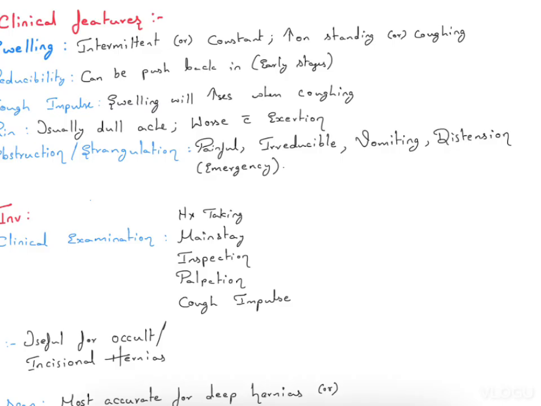Next we can see cough impulse. In cough impulse the swelling will increase when coughing. Next, pain, usually a dull ache and worse with exertion. With obstruction and strangulation, the pain is severe and the hernia is irreducible, with vomiting, distension and it becomes an emergency.